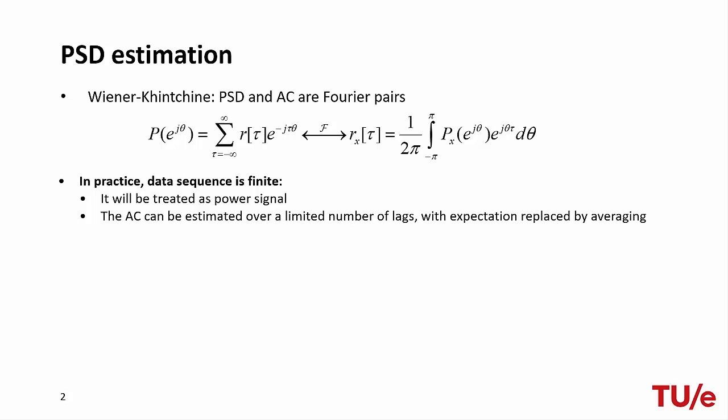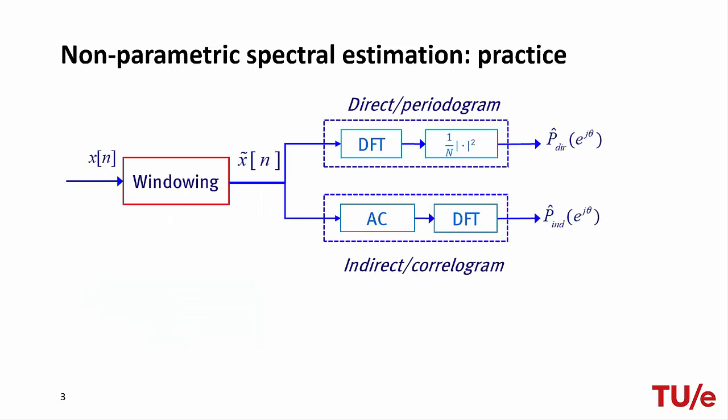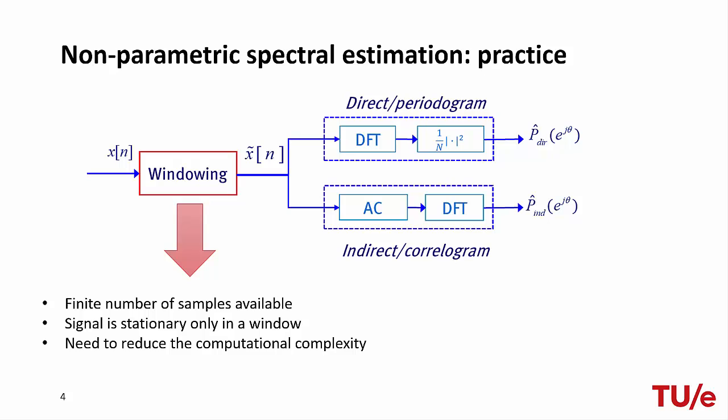As a consequence, we can only obtain an estimate of the autocorrelation function on a limited number of lags. Based on this limited set of data samples, there are two equivalent ways to obtain the power spectral density by a non-parametric approach: the so-called direct way, or periodogram, and the indirect way, or correlogram. In practice, before applying either the direct or indirect method, we window the signal.